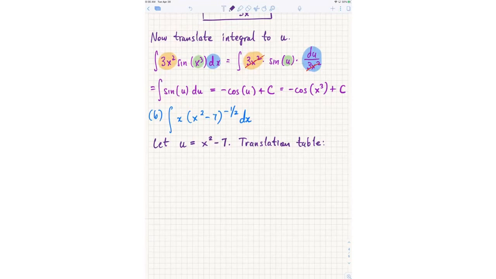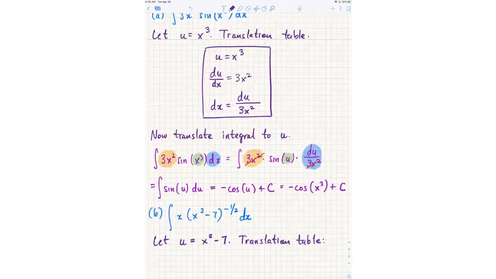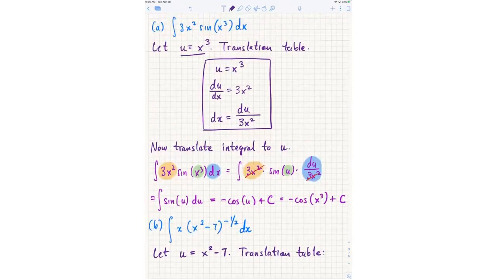Why did I choose u equals x cubed in the last example? Let's just look back at that. I chose u equals x cubed because the derivative of x cubed was sitting outside. What is different about the current problem? Does that rule of thumb hold true for this problem? Is the derivative of u sitting outside multiplying the whole thing?